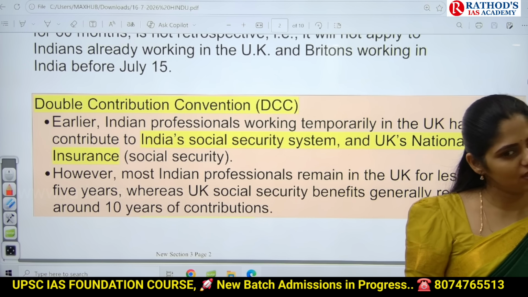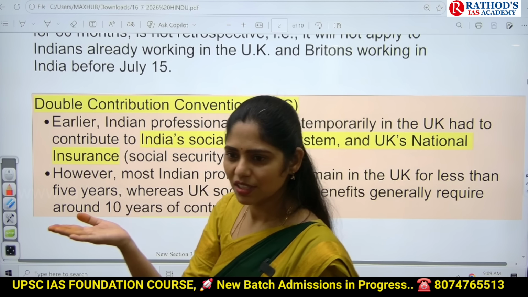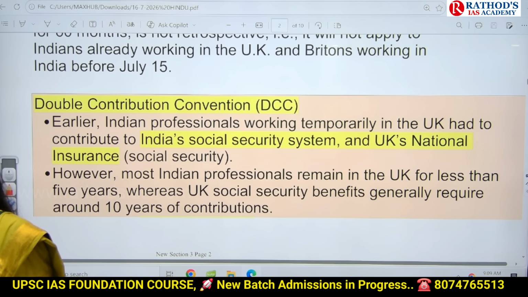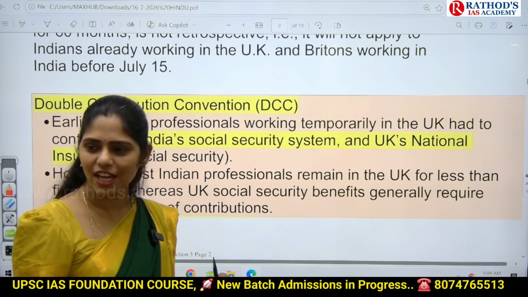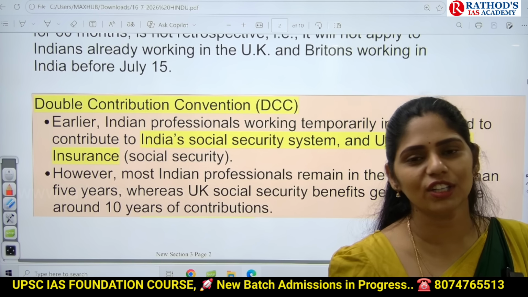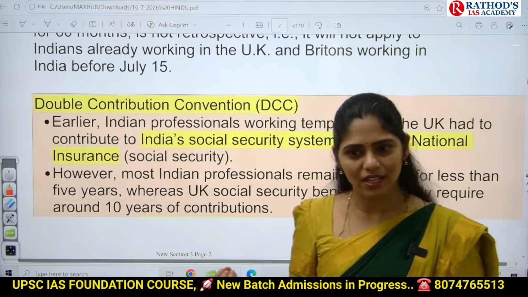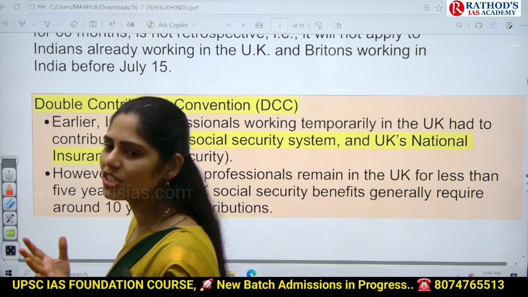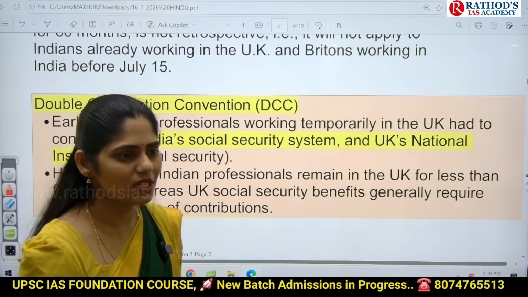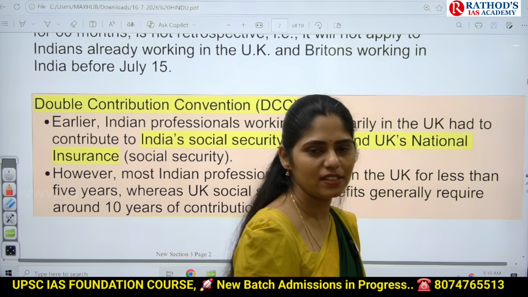Obviously, what happens? Remittances will increase. Yes, and we can gain more foreign currency. We can maintain forex reserves in our country. If forex reserves are more, can we increase the confidence of investors in India? Yes, we can increase investor confidence and attract more and more foreign investments into our country. Next.